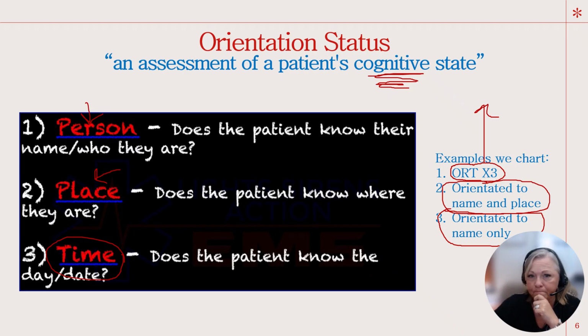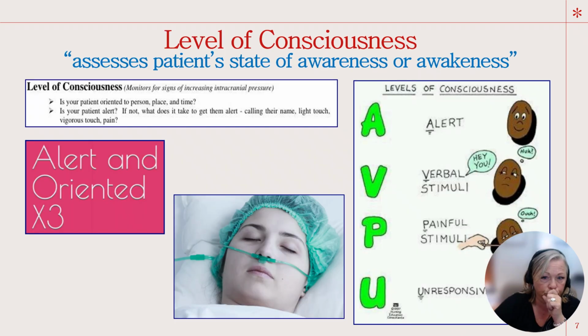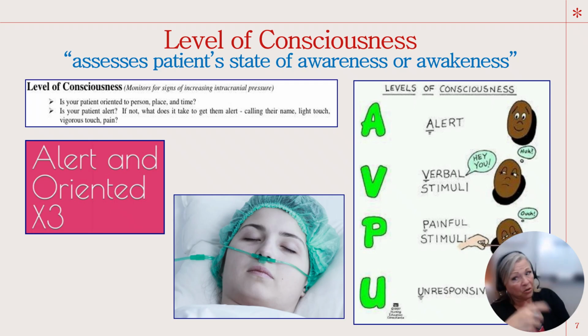Okay? So that's orientation status. Normal findings should be orientated times 3. Otherwise, we're specific to what they are orientated to, and by default, they're not orientated to what we didn't chart. The last piece for this will tie into the eye-opening piece. This ties into the verbal response. And in a way, it will tie into your motor response.